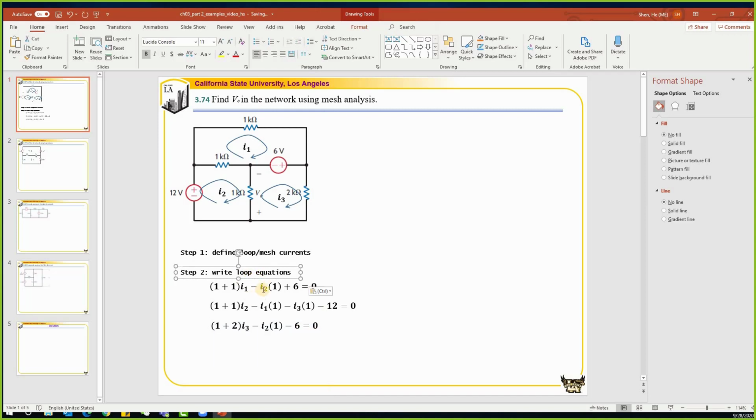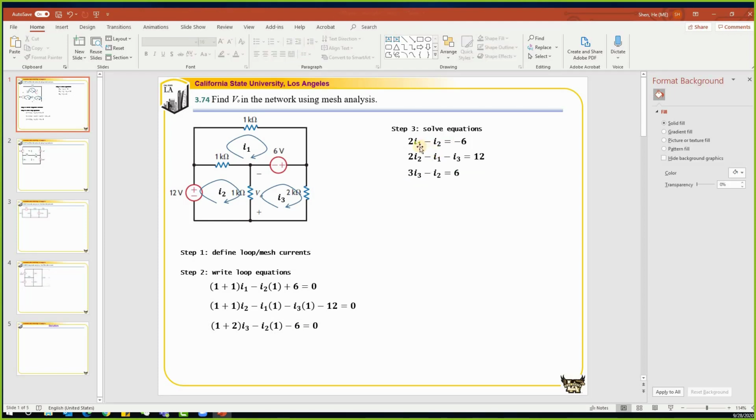Step 3, solve equations. And we'll simplify them a little bit. The first equation, that is 2 times I1 minus I2 is equal to negative 6. And the second equation, 2 times I2 minus I1 minus I3, that is equal to 12. And the third equation, 3 times I3 minus I2, that is equal to 6.